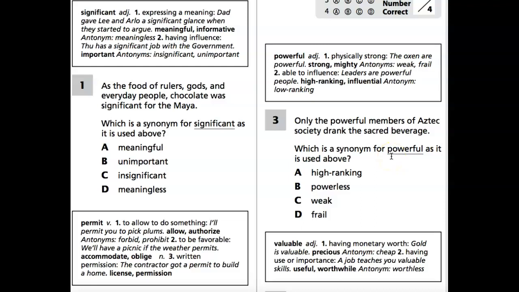Powerful. Powerful is an adjective, so it's describing something. Physically strong, the oxen are powerful. Strong, mighty are the synonyms. Antonyms for powerful are weak and frail. Okay, another meaning for powerful is able to influence. Leaders are powerful people, high-ranking or influential. An antonym for that is low-ranking.